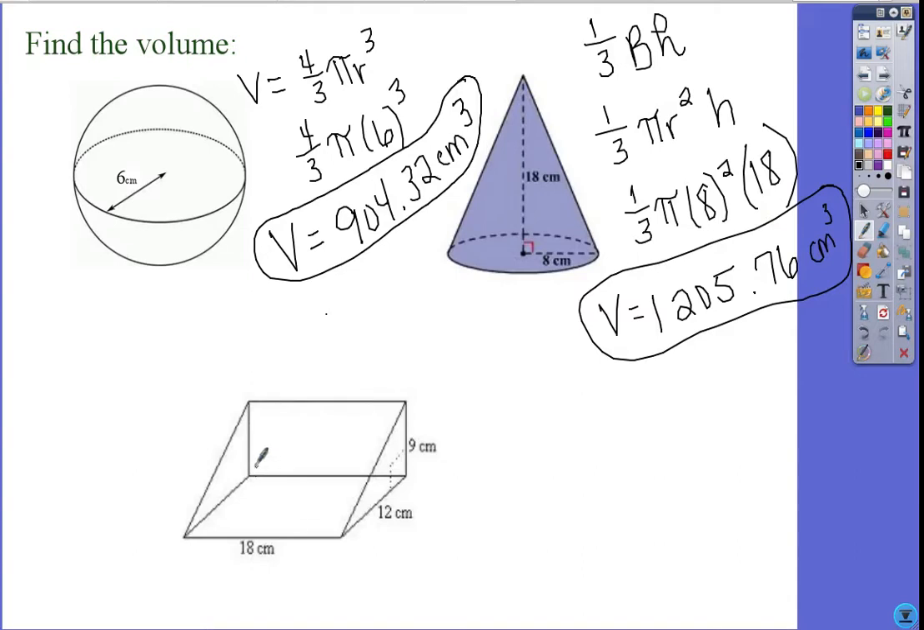Here I have a prism. Remember, the volume of any prism is the area of a base. So my base here is a triangle. It's a triangular prism. So my volume is the area of the base.